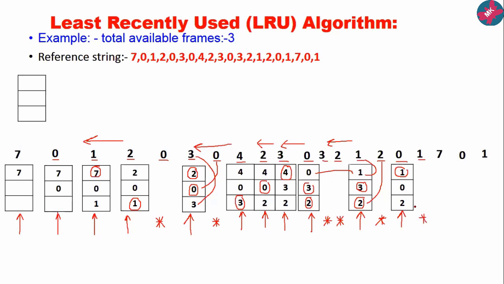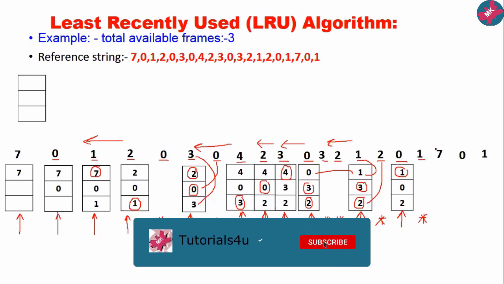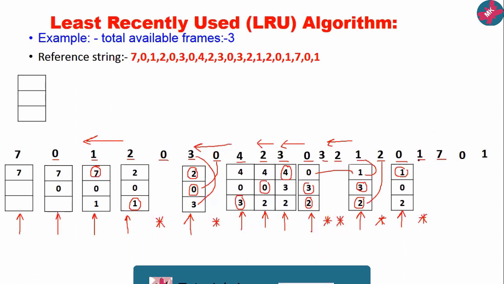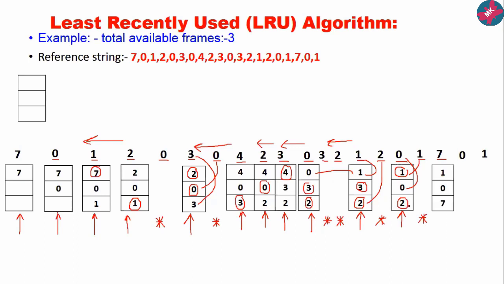Then afterwards 7 is there. So consider now 1 was recently used, then 0 was recently used, so 2 was the least recently used, isn't it? So 2 will be replaced by 7. Now this is again a page fault. Now consider the next page 0. This is already there, so this is a page hit. Then afterward next 1, so again this is present, so this is a page hit.